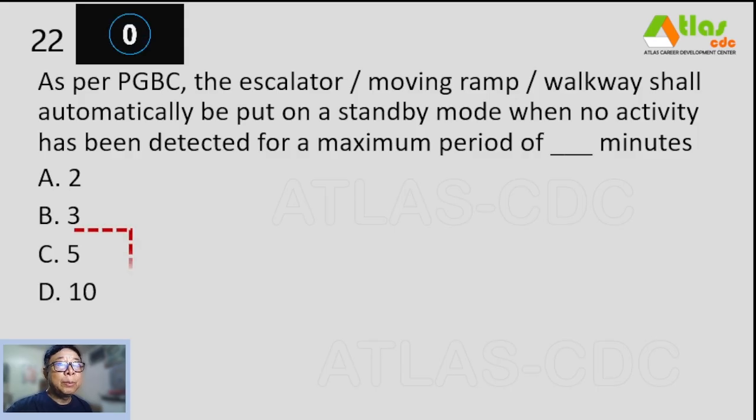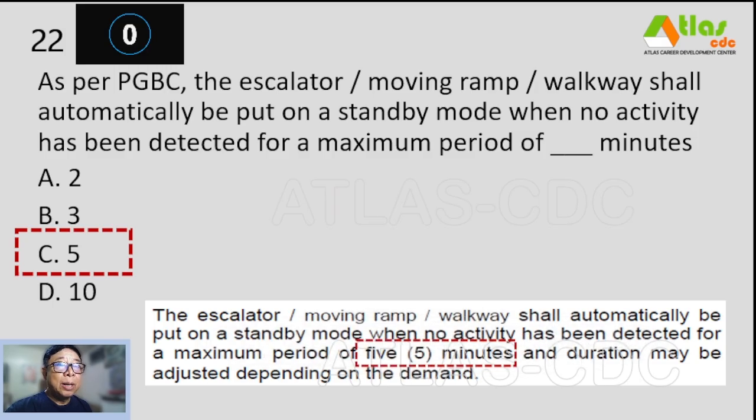And our correct answer is 5 minutes. So the escalator, moving ramp walkway, shall automatically be put on a standby mode when no activity has been detected for a maximum period of 5 minutes, and duration may be adjusted depending on the demand.